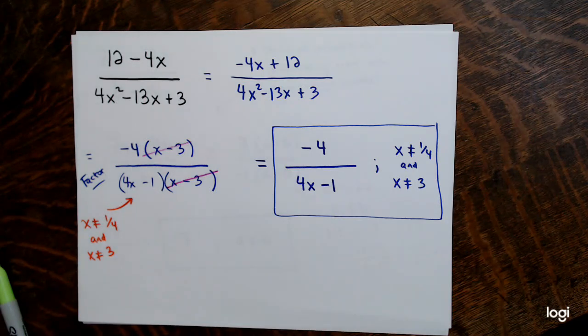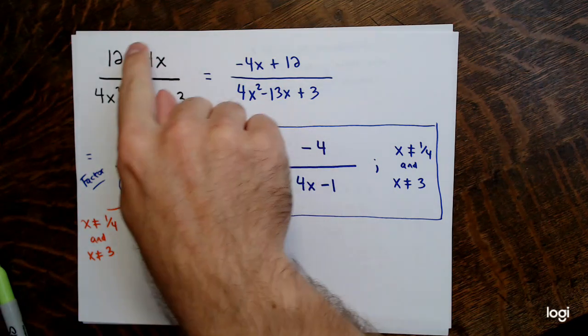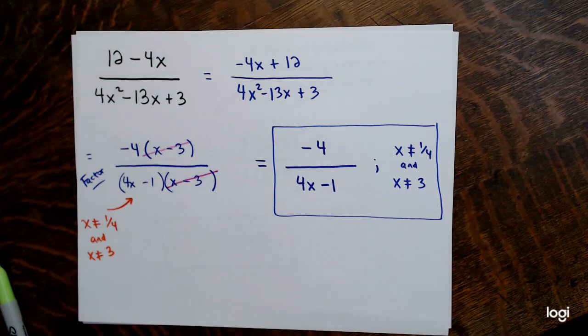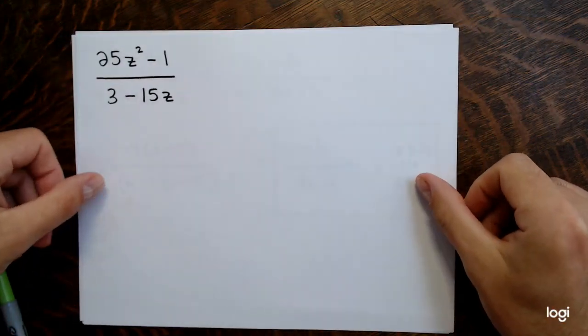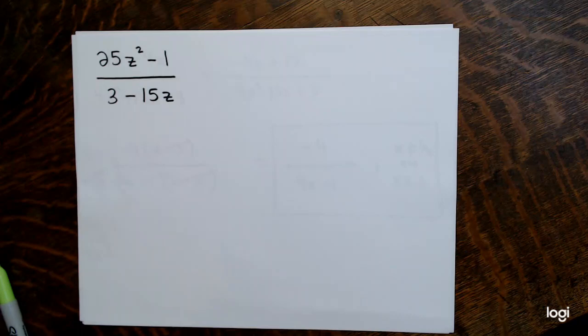All right, and I have one final example. We're again doing something similar to this one here. Let's simplify this fraction: 25z squared minus 1 divided by 3 minus 15z.